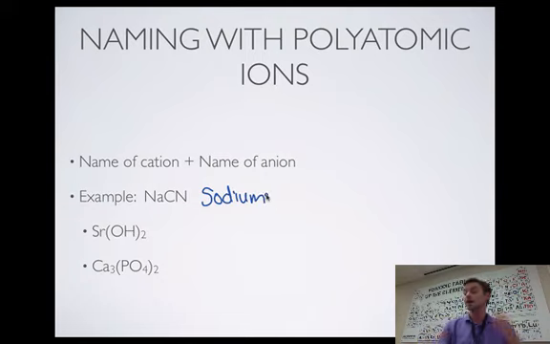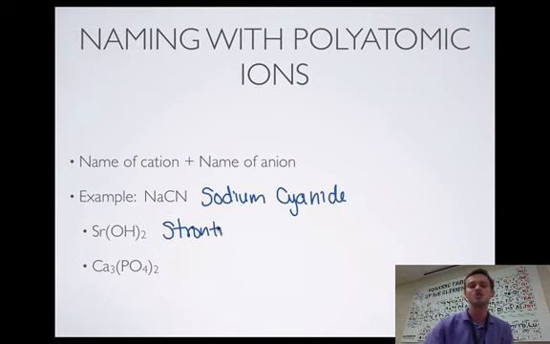And I'm going to look at my list of polyatomic ions and I'm going to find CN. Okay, those are my initials. Wonderful. So CN is cyanide. So I'm just going to write cyanide. So sodium cyanide. Okay, Sr, I'm going to find it on my periodic table. It is strontium. Okay, I'm going to find OH on my periodic table. I'm going to call that hydroxide.